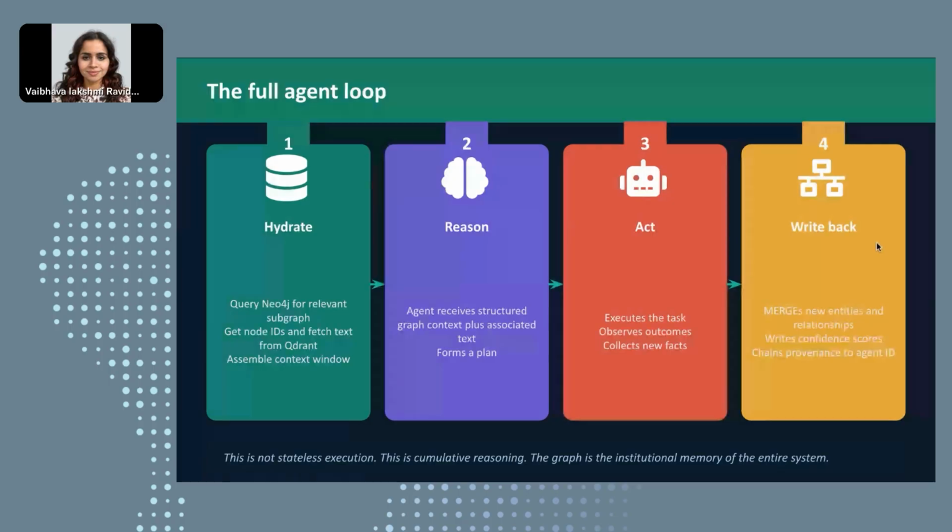The final thing is writing back. Before the run ends, everything worth keeping is written back to Neo4j. New entities, new relationships, updated confidence scores, provenance, chained to the agent ID, everything. So basically, this loop repeats. The next agent hydrates from a graph that is richer than the one this agent started from. So this is not stateless execution, this is cumulative reasoning. The graph is the institutional memory of the entire system.